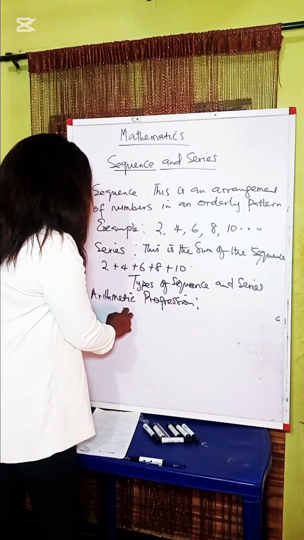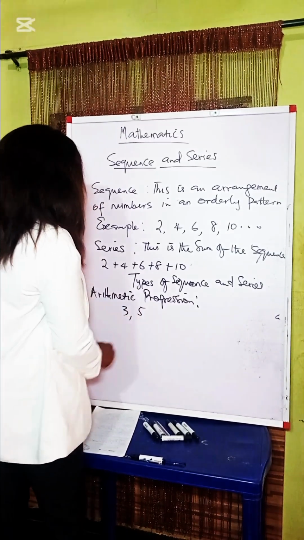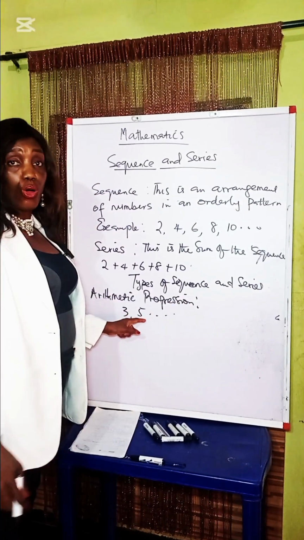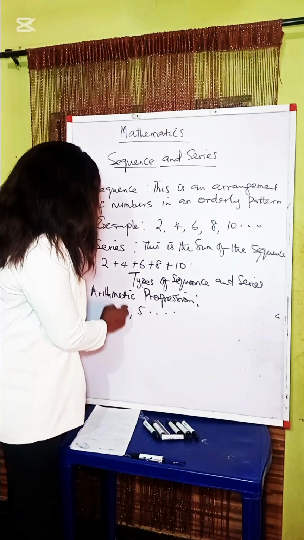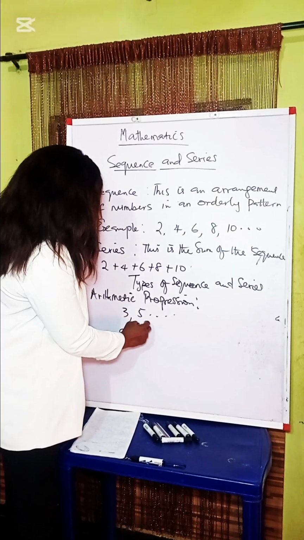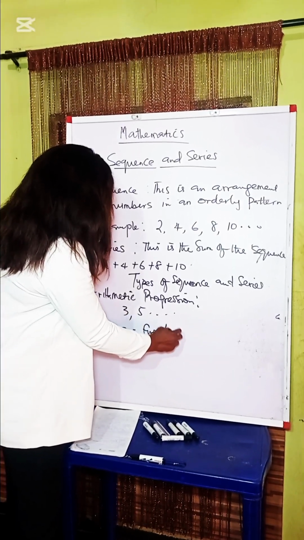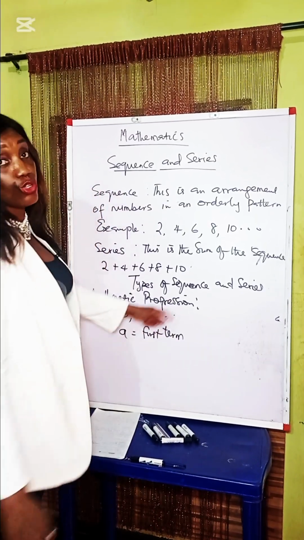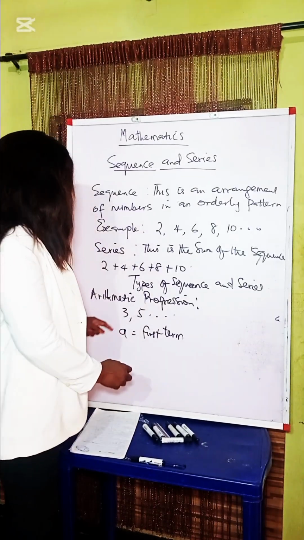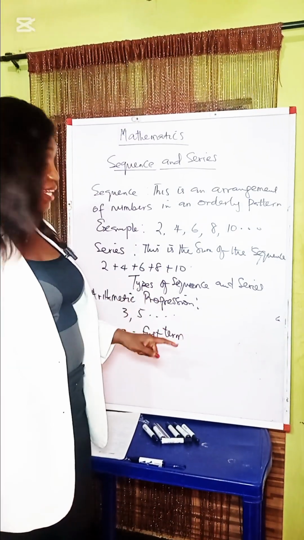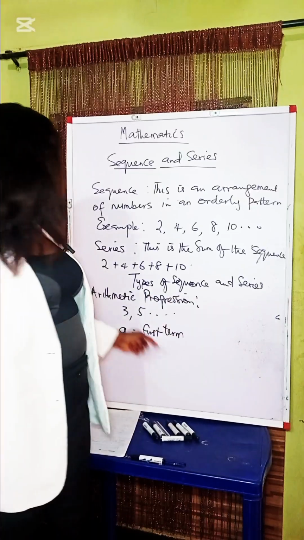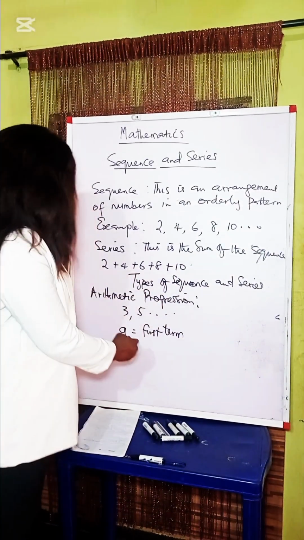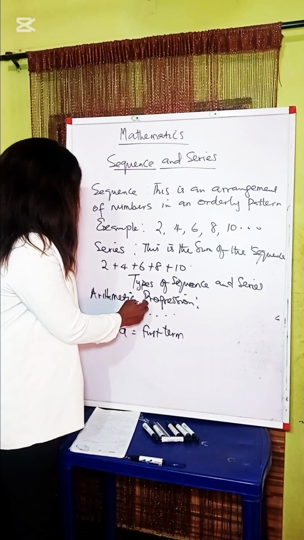Example, we have 3, we have 5, and so on. Now I want you to know something in this. The first number is what we call A. A is the first term. Then the second number is the second term, and so on and so forth. Now, how do we know the constant number that connects each of the terms? We call each number here a term. So this one is the first term, second term.